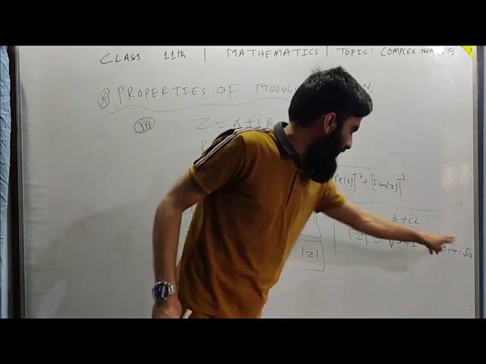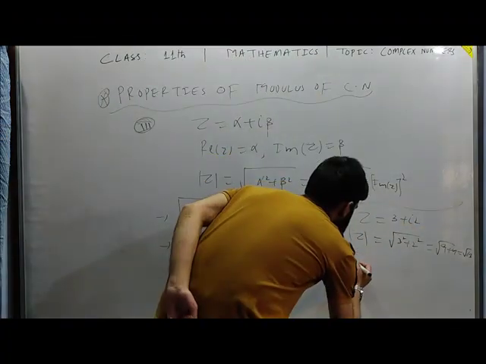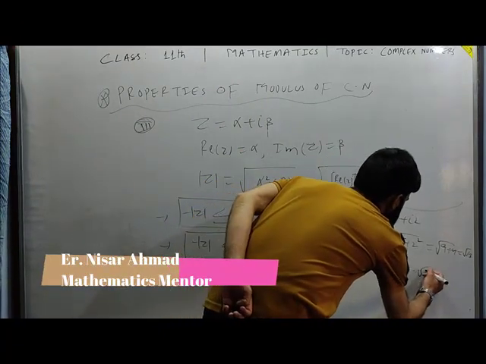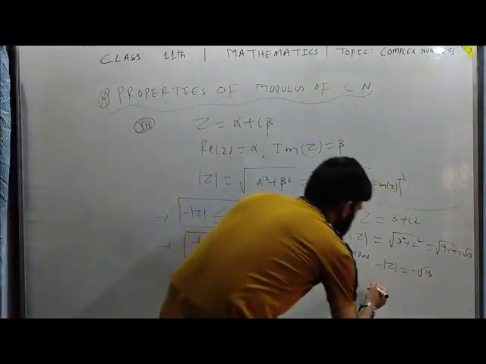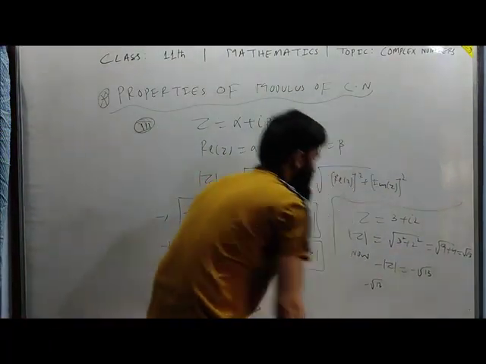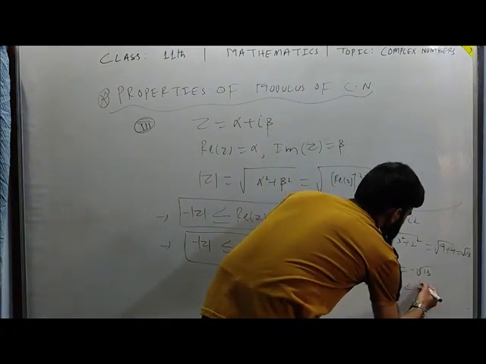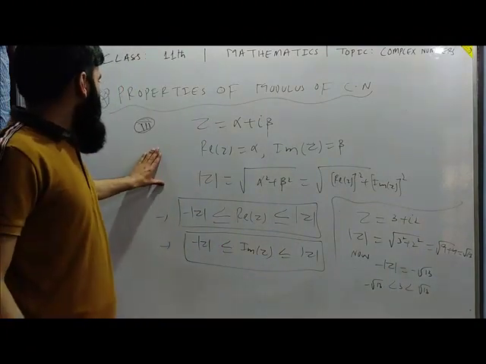Now you just take the value. Obviously this 3 is less than the square root of 13, and if you take the negative value of mod of z, you can have minus square root of 13. It is less than what? 3, and 3 is less than what? Square root of 13. So you can have this there. So this is now the third property.